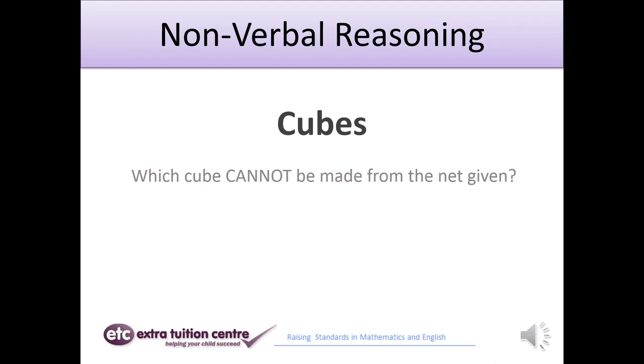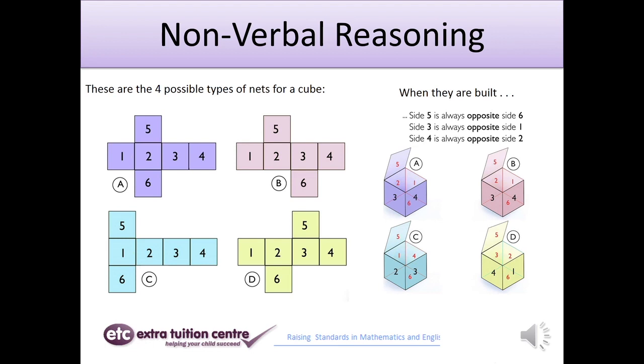Today's lesson will look at cubes. There are 4 possible types of nets for a cube. When they are built, side 5 is always opposite side 6, side 3 is always opposite side 1, and side 4 is always opposite side 2.